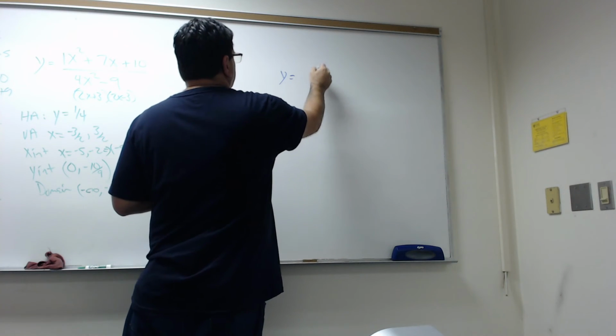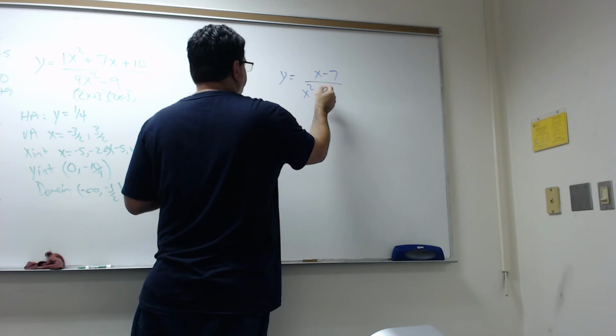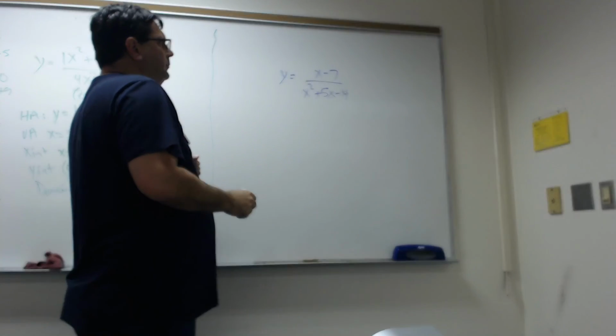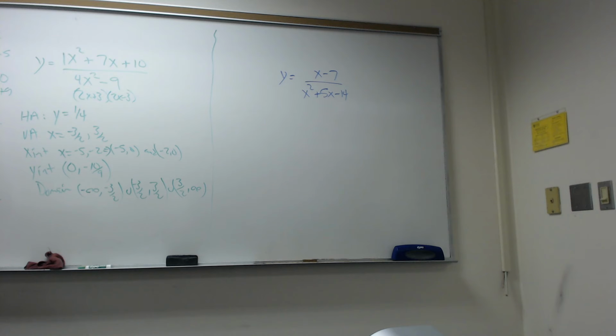y = (x - 7) / (x^2 + 5x - 14). So how is this problem different than all the other ones? What's the first thing you observe? The first thing you should probably observe is that the degree on top and the degree on bottom are now not the same. Up to this moment, they've always been identical.